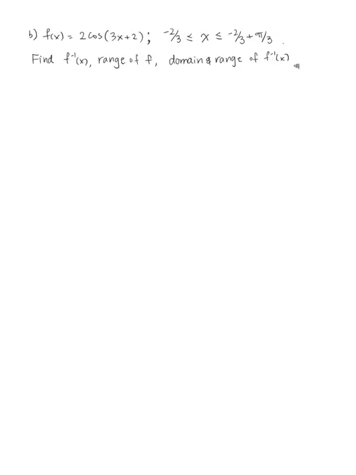Okay, so for the next example, let's look at the ugliest case scenario. We're given f of x equals 2 cosine of 3x plus 2, and x is going to be between negative 2/3 and negative 2/3 plus pi over 3. So we're going to play the same game as part A. We're going to find f inverse, the range of f, and the domain and range of f inverse of x. So let's first find f inverse.